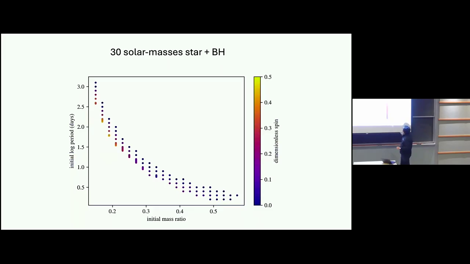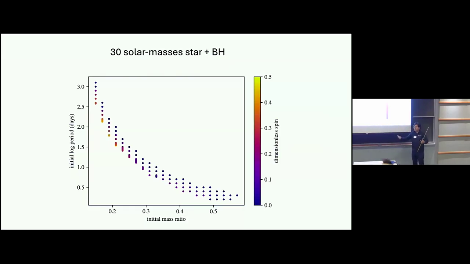So you immediately see there's an interesting trend, right? The color is showing the dimensionless spin of the star when it has collapsed. Well, first you see a very boring trend, which is basically if you fix your mass ratio and move to shorter initial period, then you have higher spins. This is all expected because you are in a tighter orbit, so you have stronger tides, right?